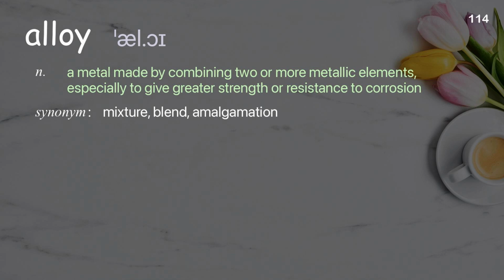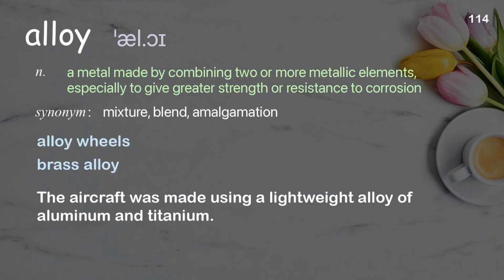Alloy. A metal made by combining two or more metallic elements, especially to give greater strength or resistance to corrosion. Examples: Alloy wheels. Brass alloy. The aircraft was made using a lightweight alloy of aluminum and titanium.